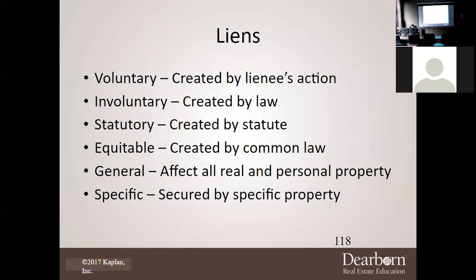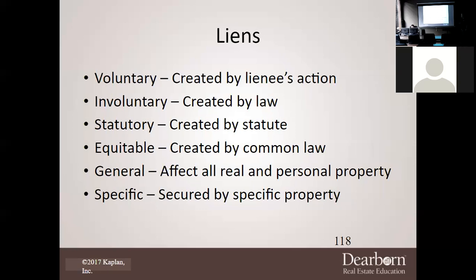Now, general affects all real estate property. So Miss Linda, you may have a lien against Travis because he failed to pay you some money. So now you've got a general lien. What happens is you could go after either his real or personal property. So you can go after both, his house and his cars, or his personal assets.